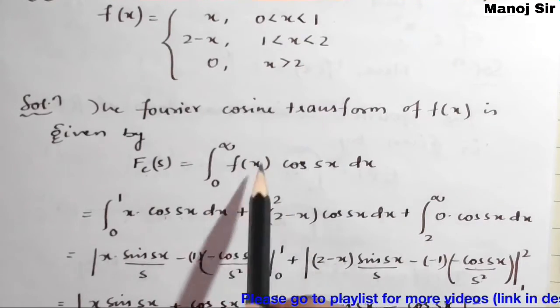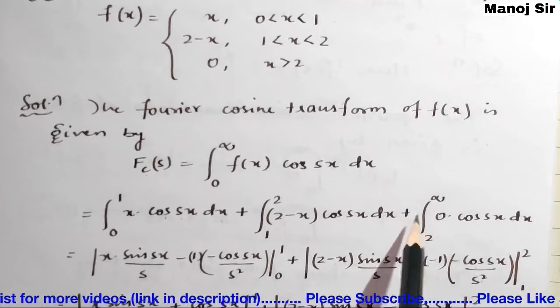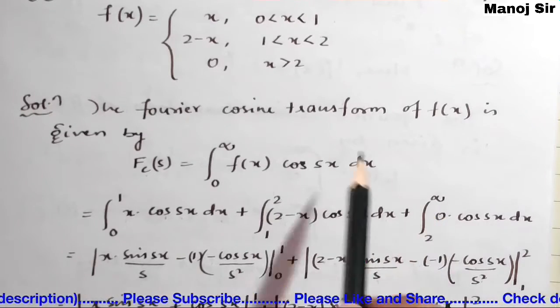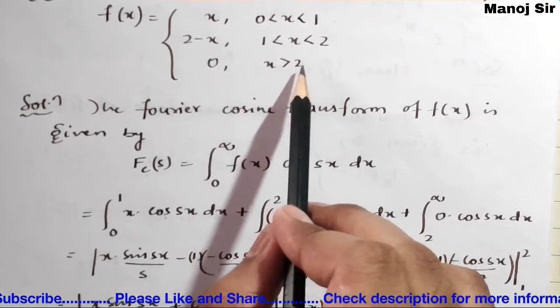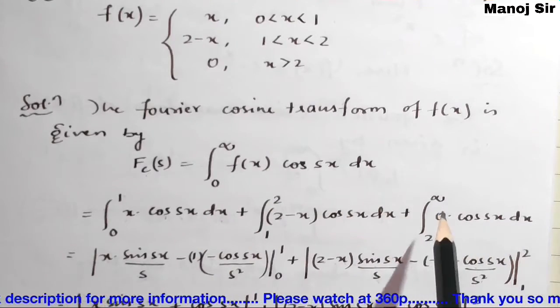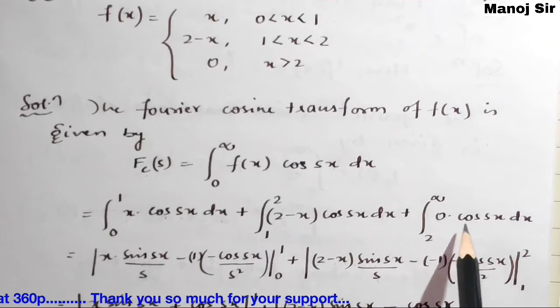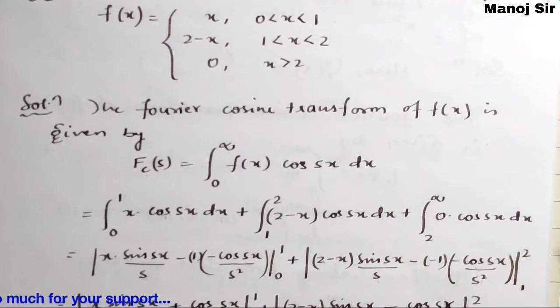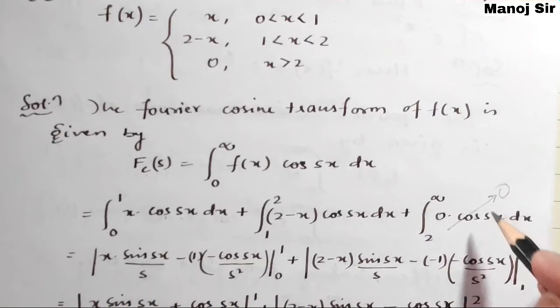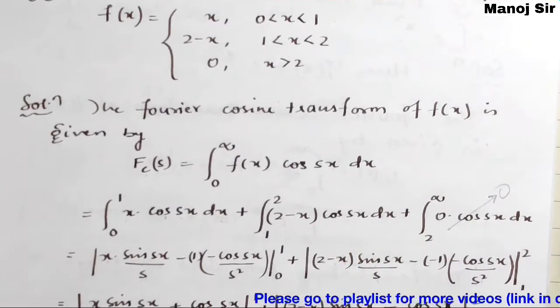plus integration 1 to 2. In that case what is the function? 2 minus x into cos sx dx plus integration 2 to infinity. When the value of x is more than 2, it means x ranges from 2 to infinity, in that case the function becomes 0. So 0 into cos sx dx. This part will become 0 because 0 into anything will become 0. It means we need to solve these two parts only.